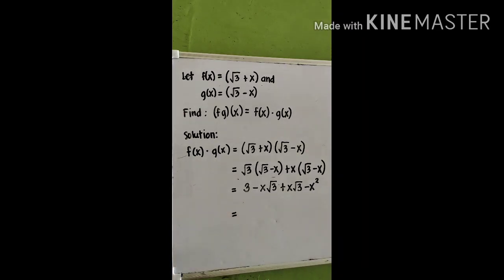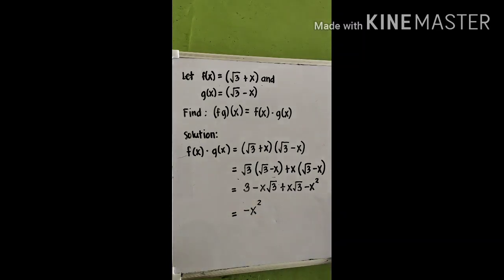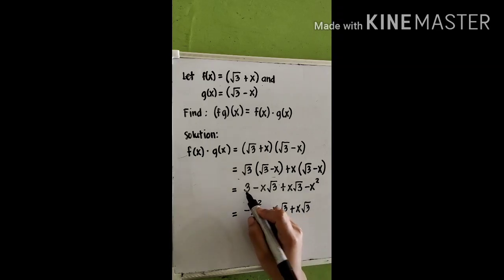Okay, so we will arrange our terms in descending order. The highest degree here is 2, or the highest exponent is 2. So we have negative x squared, though don't forget to copy the sign of the term x squared, which is negative. So negative x squared, and then next is minus x square root of 3, and then plus x square root of 3, and of course the constant 3.